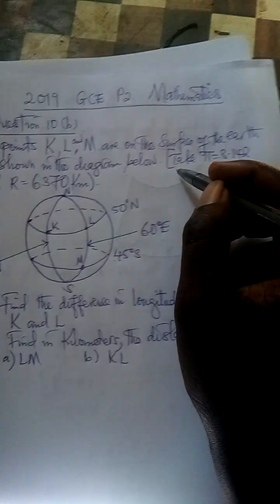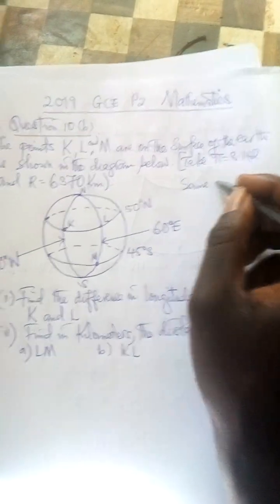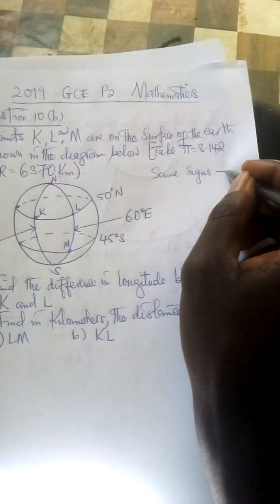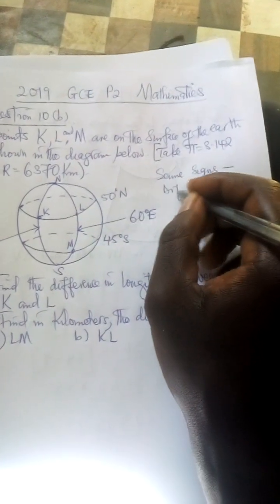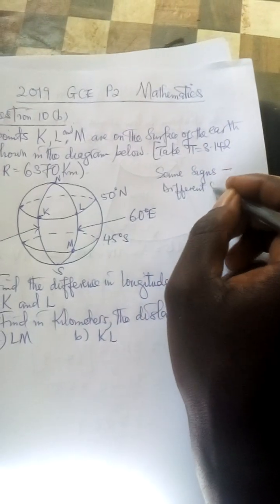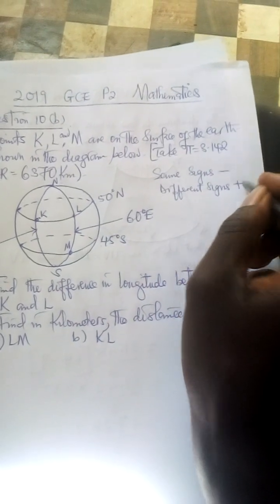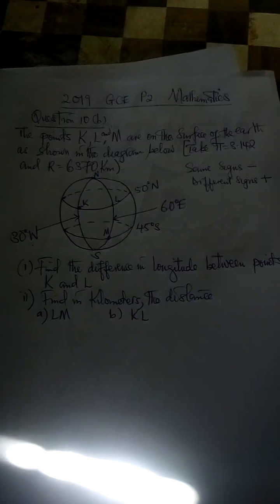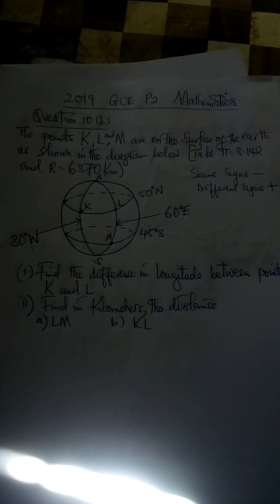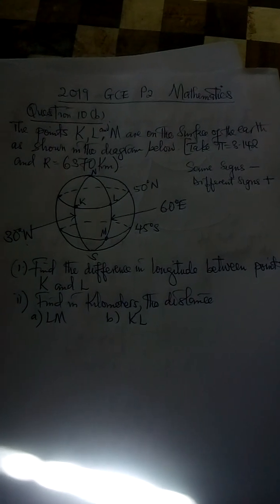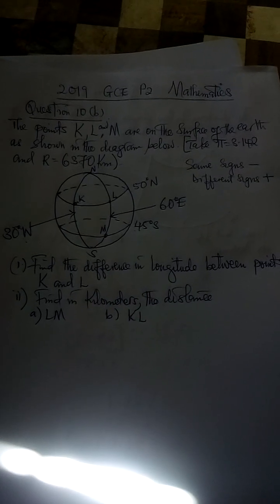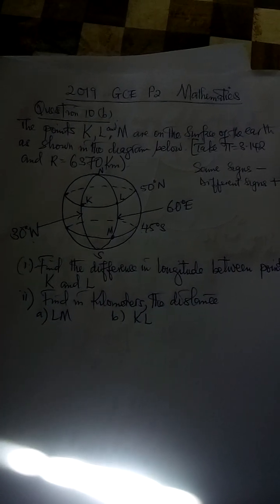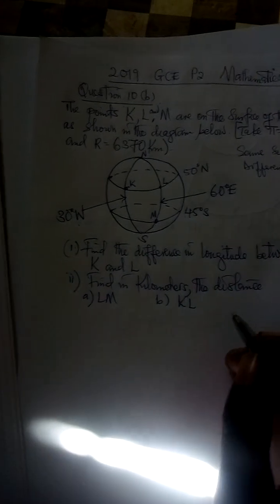I always tell people that same signs, you need to subtract. Then different signs, you add. So in this case, when you look at these they are different. This is west and this is east, which means they are of different locations, which is different sides. So in this case, what do you do? You add. So you need to add 30 degrees west plus 60 degrees east.